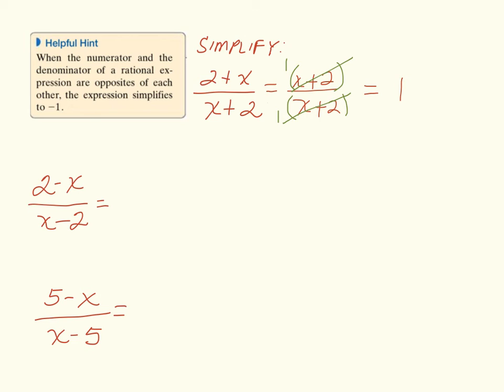For instance, let's factor out a -1 from the top. That makes the 2 negative and the x positive, all over x minus 2. But now look at the numerator. See, this x is positive. Now this x is positive. This 2 is negative. This 2 is negative. So they're the same now.